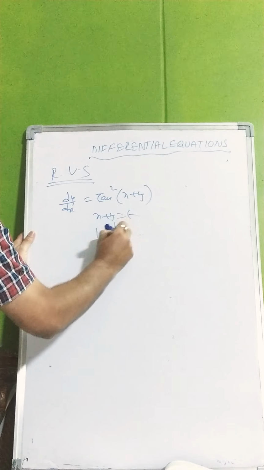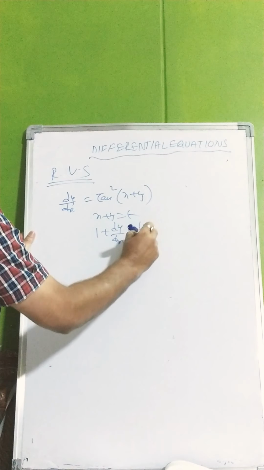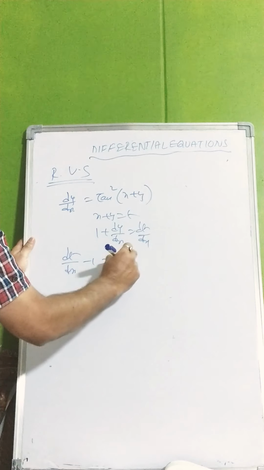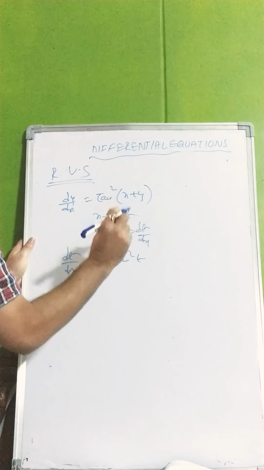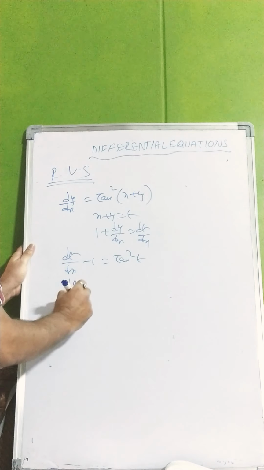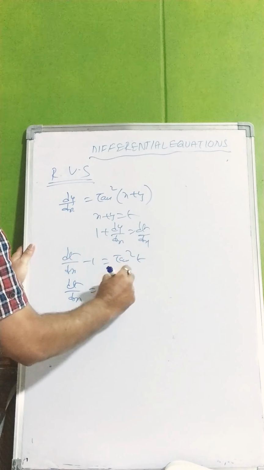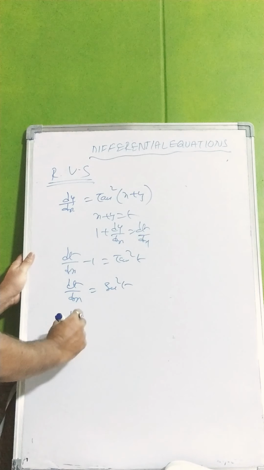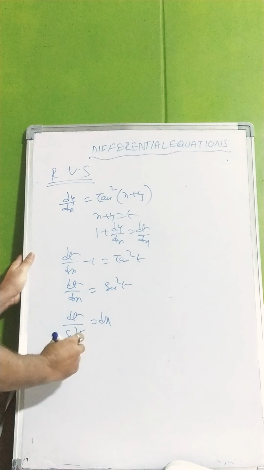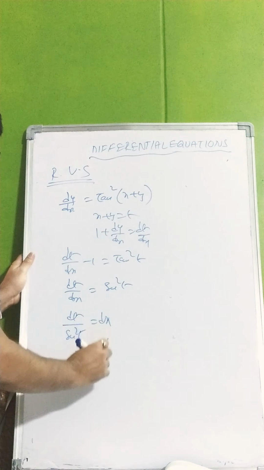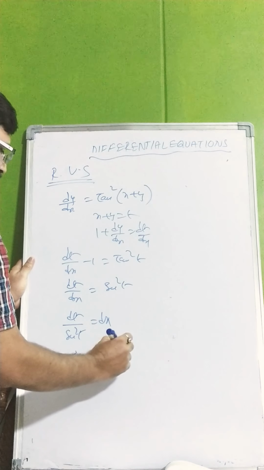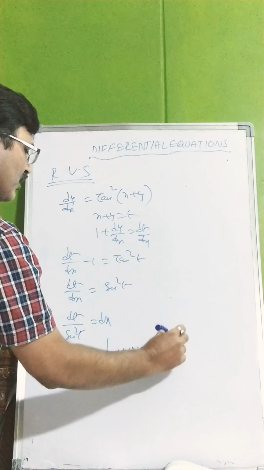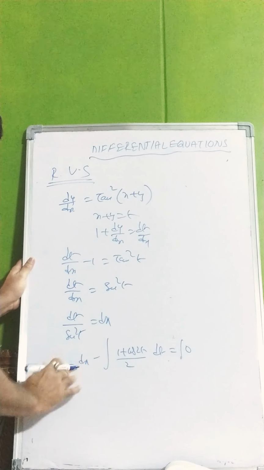1 plus dy by dx is equal to dt by dx. Now dt by dx minus 1 is equal to tan square t. So dt by dx is equal to 1 plus tan square t, which means secant square t we will get. Or else you can write it like this: dt by secant square t is equal to dx, or the integral of dx, minus the integral of cos square t. Cos square means 1 plus cos 2t by 2 dt is equal to 0.